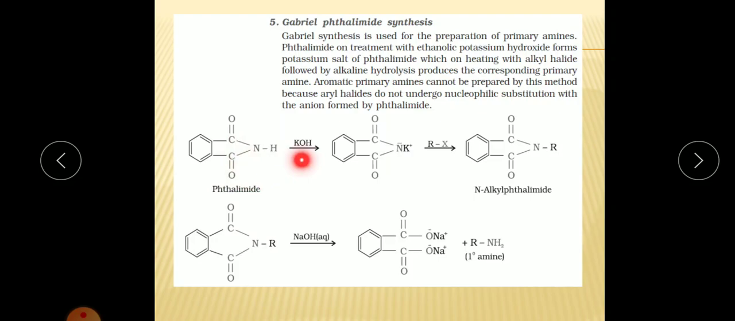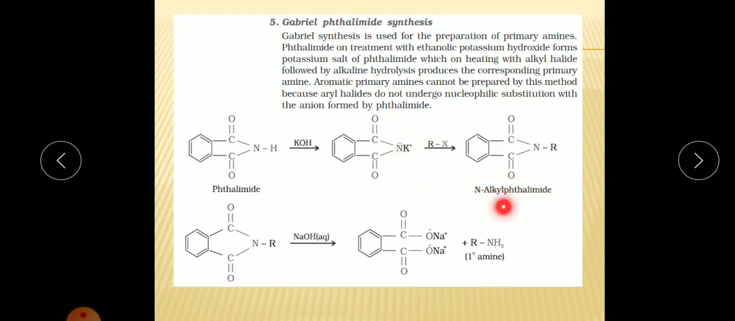Okay, this is phthalimide. So first, this is treated with potassium hydroxide. So when you treat with potassium hydroxide, what will happen? This H will go along with OH and form water, whereas N will link with potassium, and N, being electronegative, will have a negative charge, and K will have a positive charge. After that, we make this compound react with alkyl halide. So in that, what will happen? This K will be replaced by R.